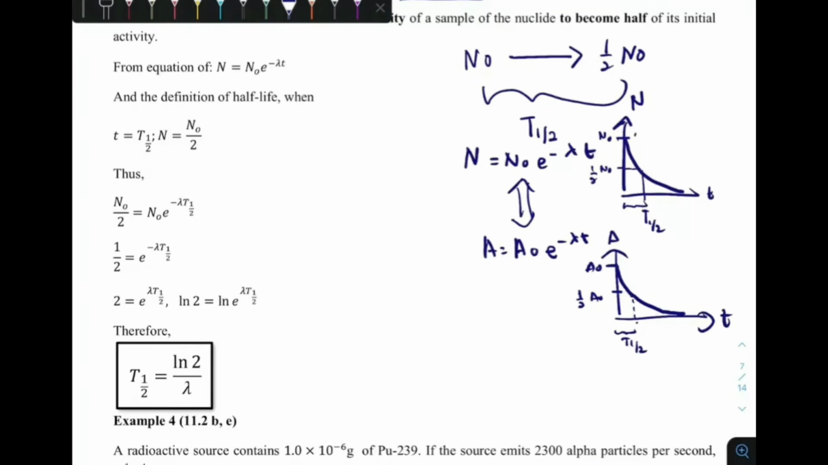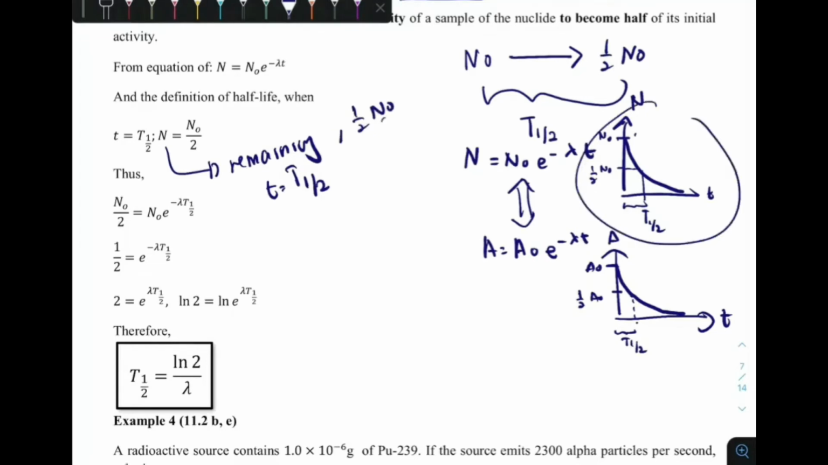So from the equation N is equals to N0 eksponen negatif lambda T dekat sini, the definition of half-life when T is equals to T half, N kita sama dengan half of N0. Nilai N yang remaining, ini adalah remaining. So masa yang kita ambil dekat sini sekarang adalah half of it. Okay, so kita panggil half-life dekat sini. So apa yang remaining dekat sini adalah sebanyak half of N0 sahaja. Berdasarkan graf sini lah kan, according to this graph kan.